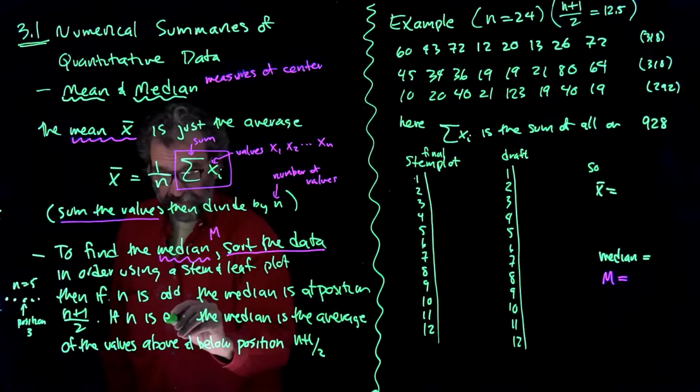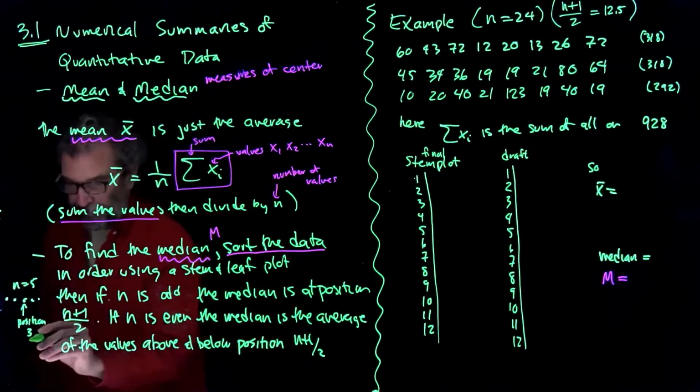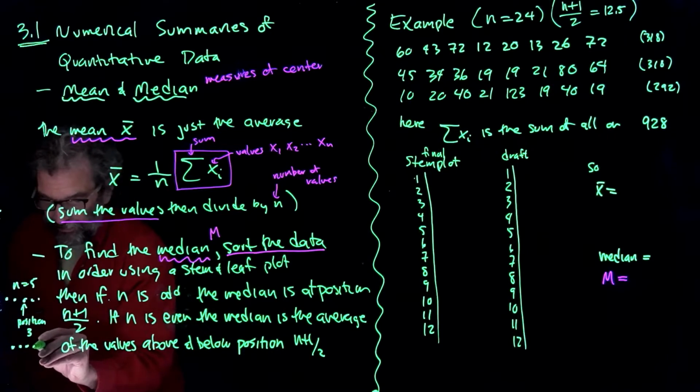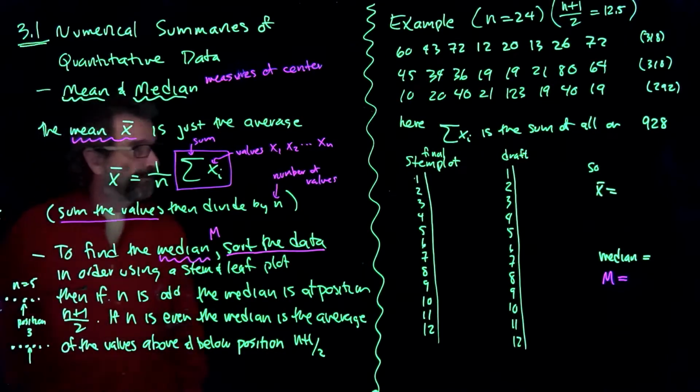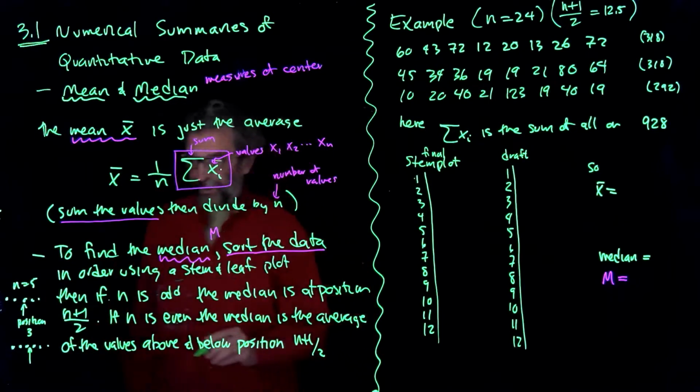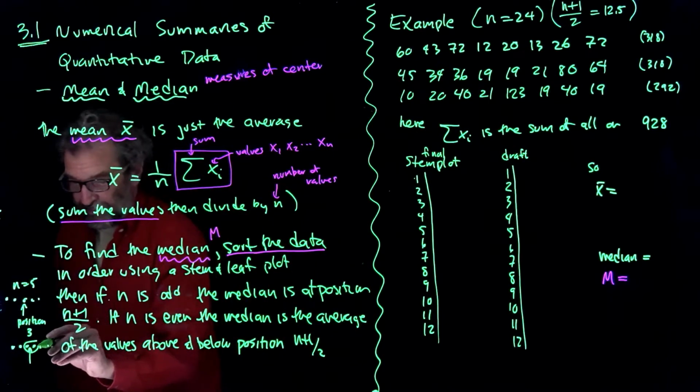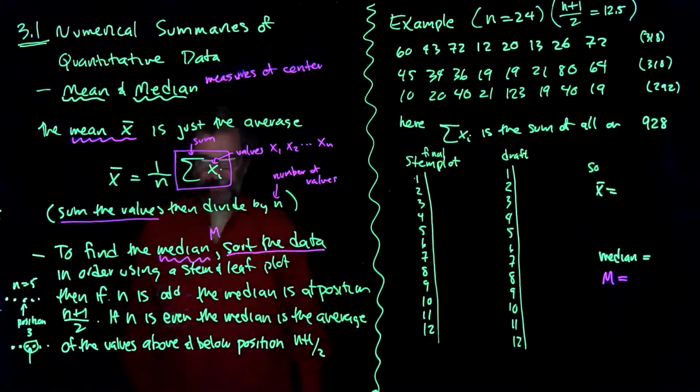If n is even, so 6 maybe, 1, 2, 3, 4, 5, 6 numbers in a row, there's no center value. What we do is we just average the two center values like this. Take the average of those two to find a candidate for the center value in the data set. We'll do that in a minute with even and odd samples, and then we'll move on.